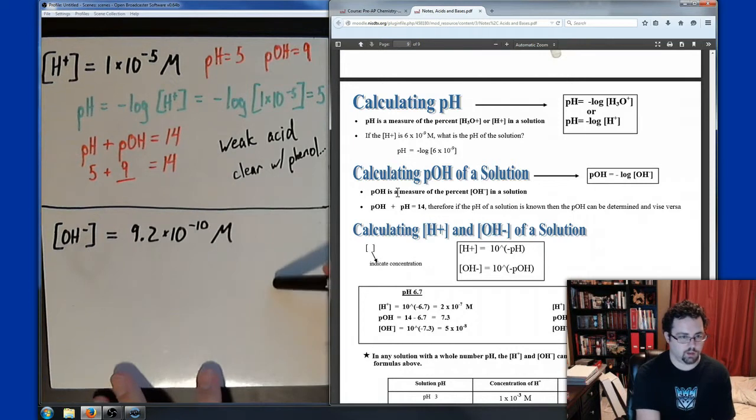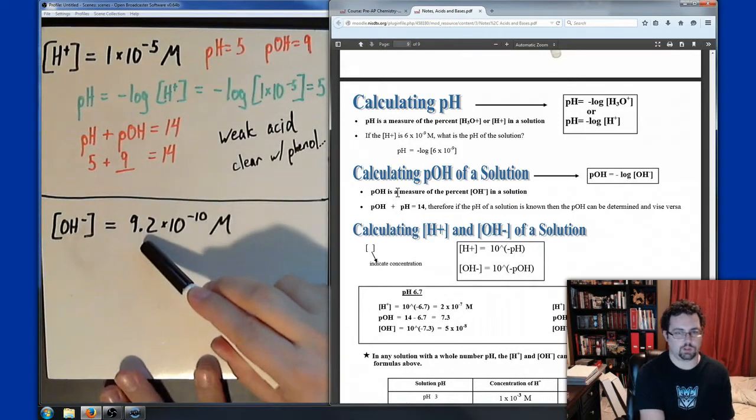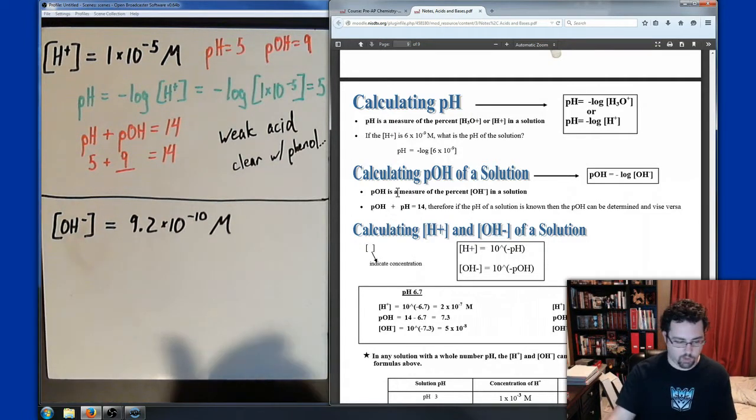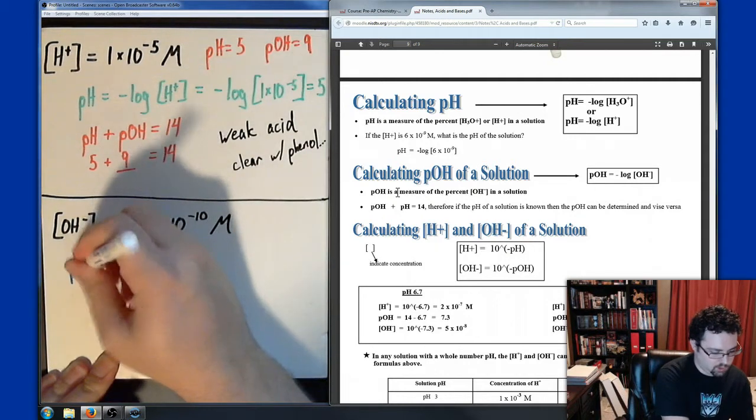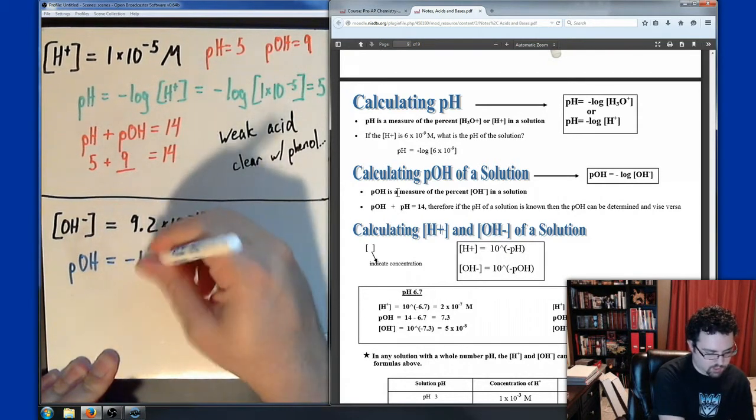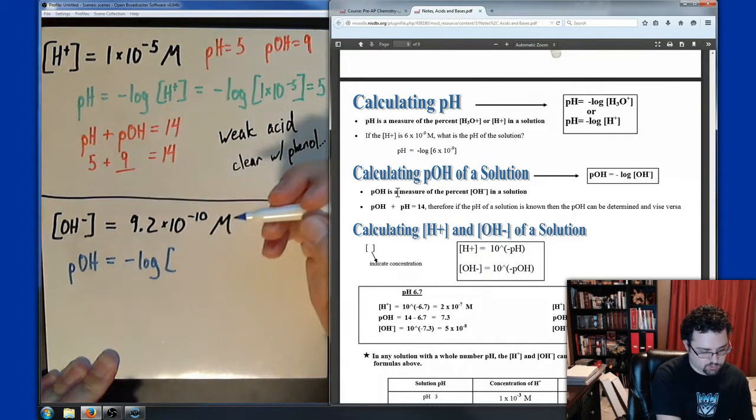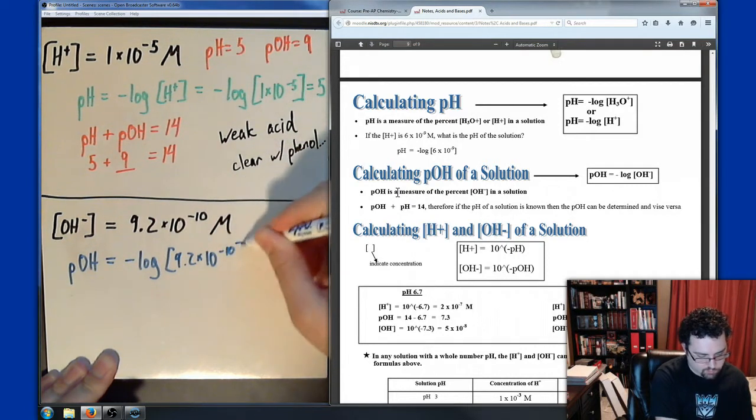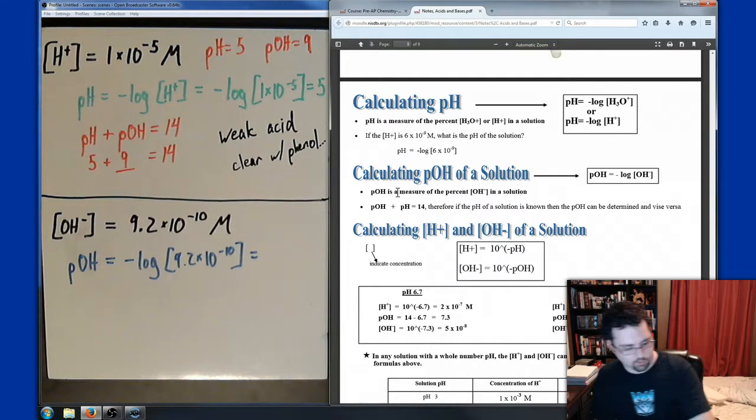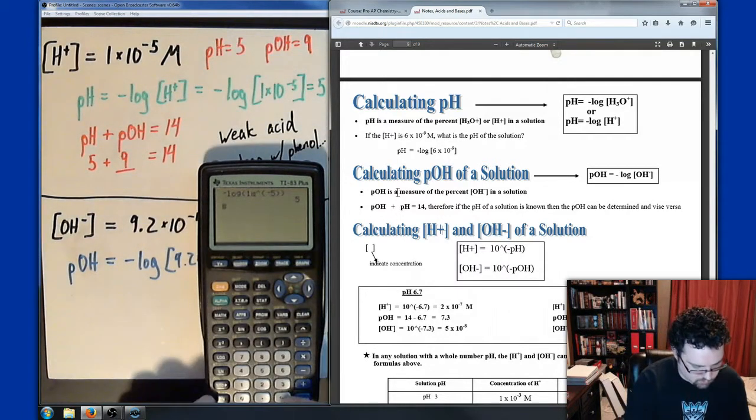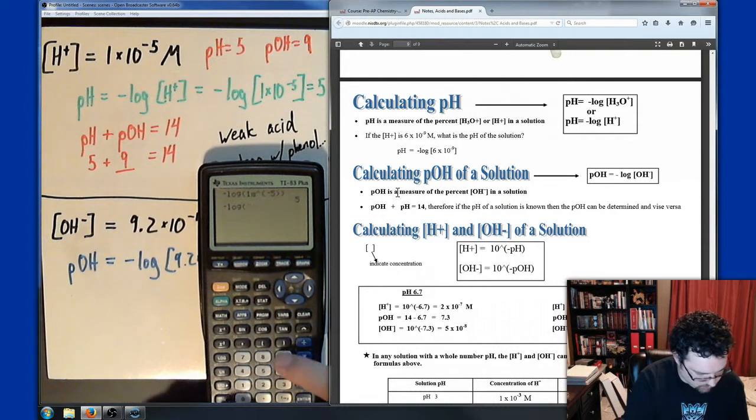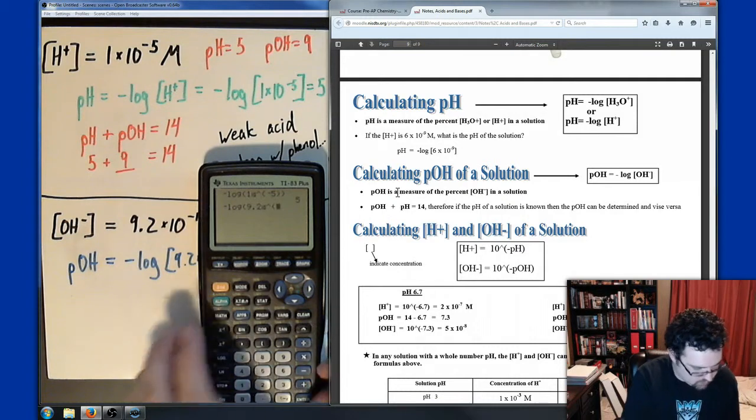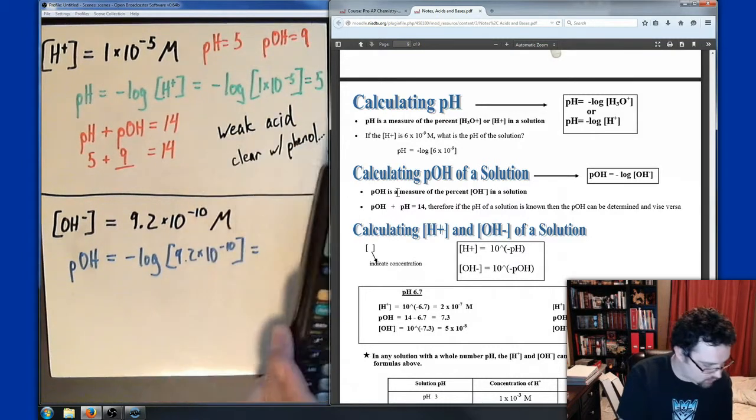Alright, let's look at one that's slightly more difficult. Now this is not a whole number, so I'm definitely going to have to use the calculator this time. And also this is the OH concentration. So rather than finding pH to start with, we're going to find pOH. But it's the exact same equation: negative log of whatever the OH concentration is. So in this case it's negative log of 9.2 times 10 to the negative 10. Alright, so we're going to take our calculator, plug that in. Negative log of 9.2 times 10 raised to the negative 10.